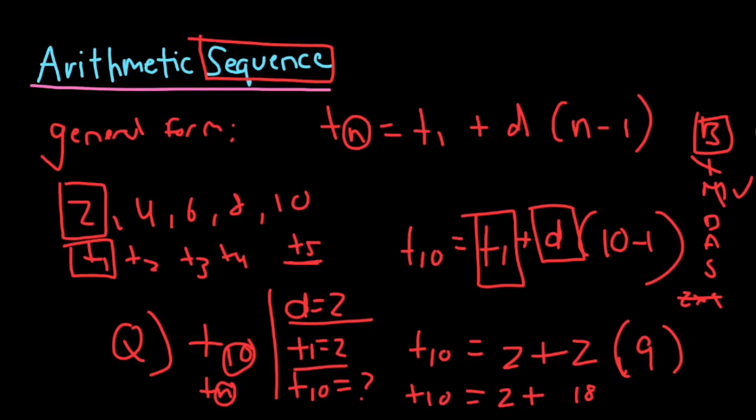Then there's no division, there's addition, 2 plus 18. So T10, the 10th term, is equal to 20. And there's no subtraction.